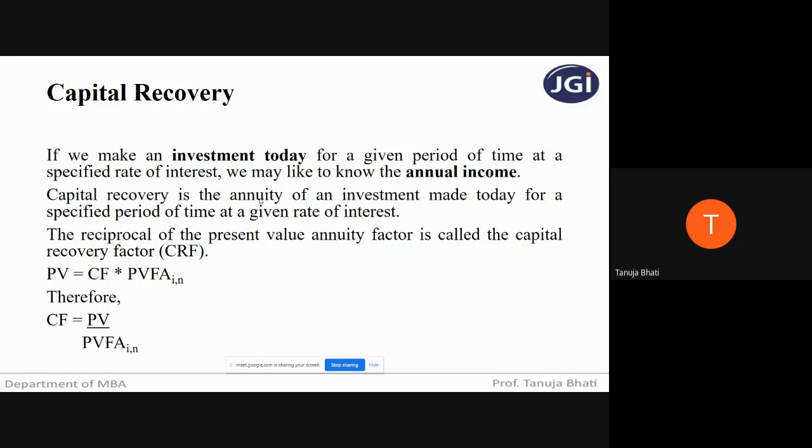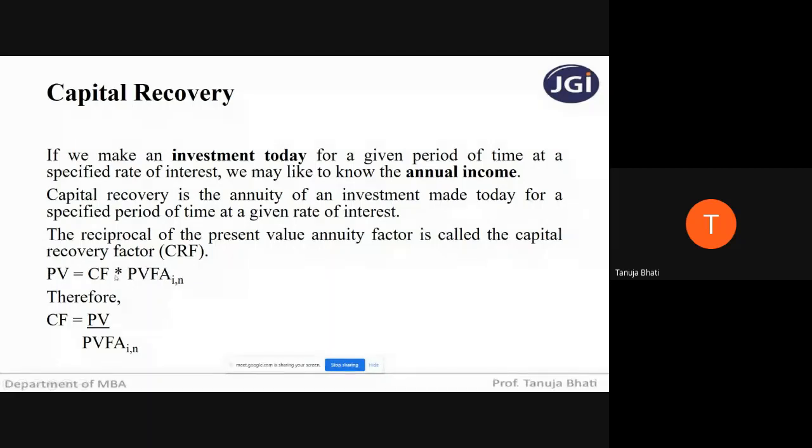And if I know the time period and if I know the rate of interest, can I come to know what will be the cash flows that I have to generate every year in order to recover my investment? So we know that the formula of present value is nothing but cash flow into present value factor of annuity, or annuity factor, you can write it anyway, which is calculated by using interest and the number of years.